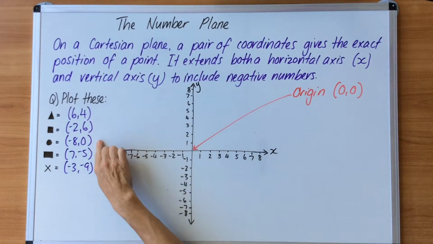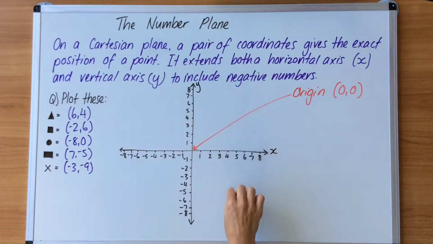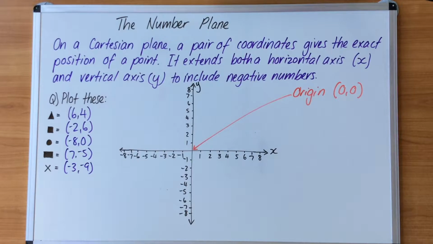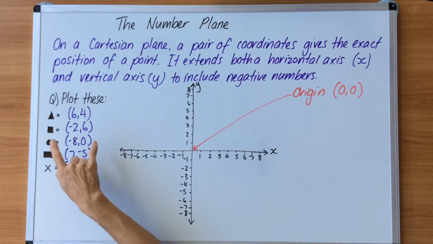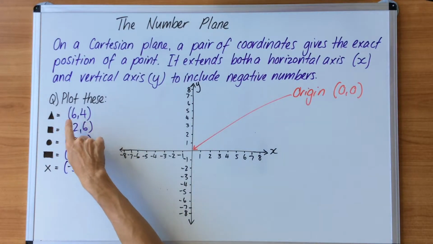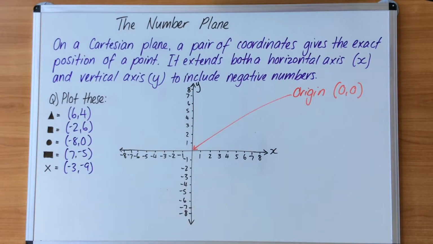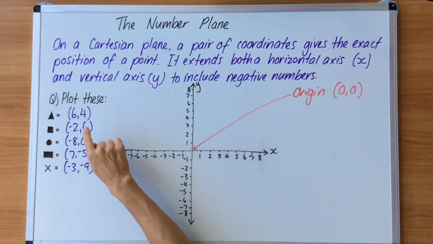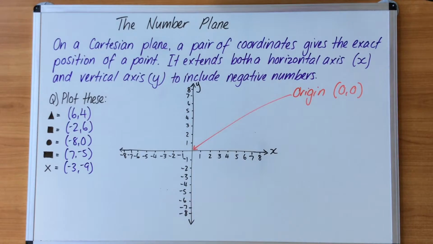We're going to plot these coordinates and put these shapes onto the Cartesian plane. Normally you would have a grid, so ours is going to be very rough. We have 5 to plot. The first one we have is 6, 4. Now coordinates are always in brackets and a comma separates the two numbers. The first number 6 represents the x-axis and the number 4 represents the y-axis.